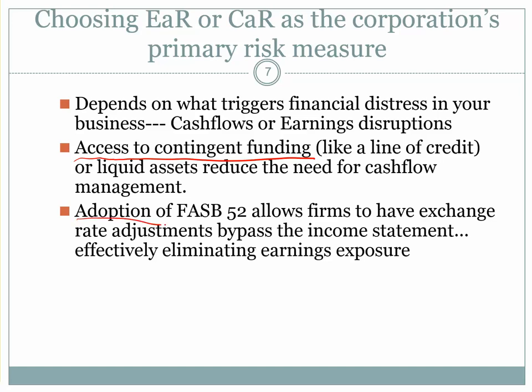Also, with the adoption of FASB 52, many firms are able to hide many of the earnings gains and losses by choosing the foreign currency as the functional currency and effectively burying the gains or losses in the balance sheet. So that's another reason that firms may, in this case, choose cash flow risk.